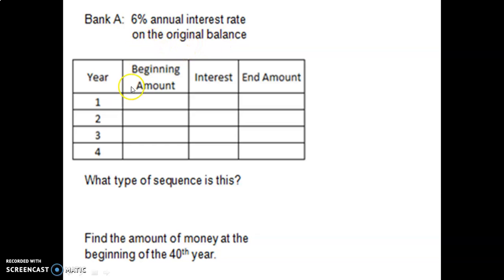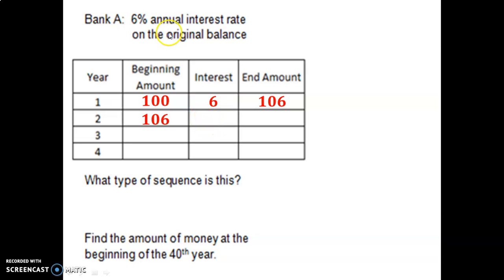The amount that was invested in the beginning was €100. That €100 gains 6% at the end of the year because it's an annual interest rate. 6% of 100 is €6, so the interest is 6. Now the ending amount at the end of that year is €106. Next year you begin with the 106 that you ended with here.